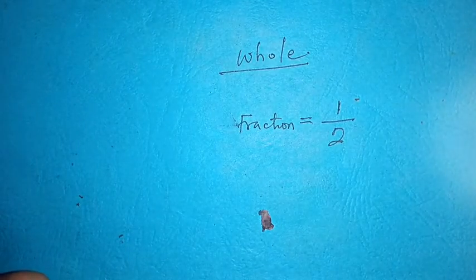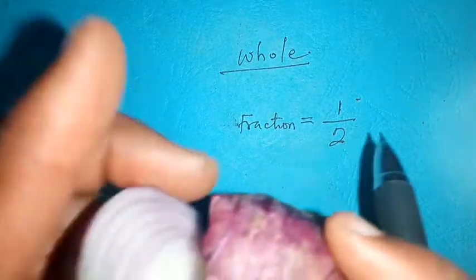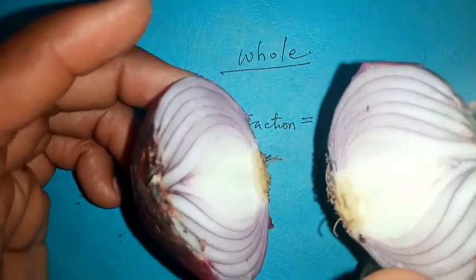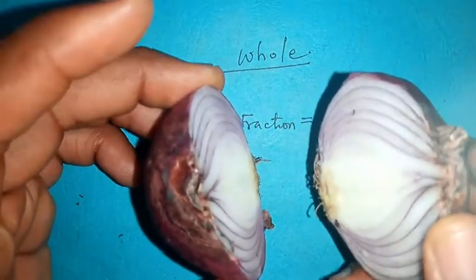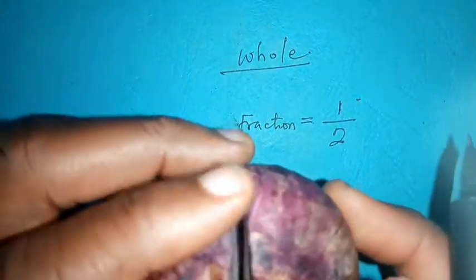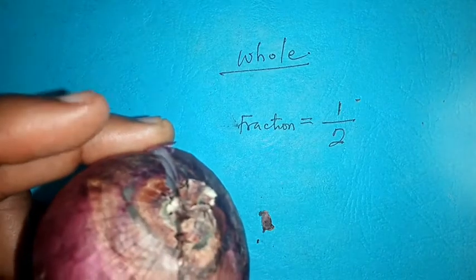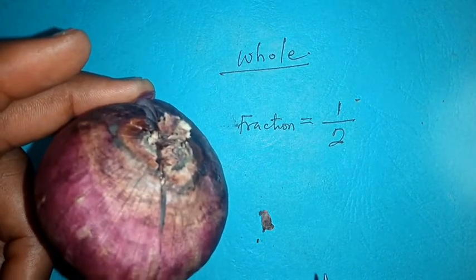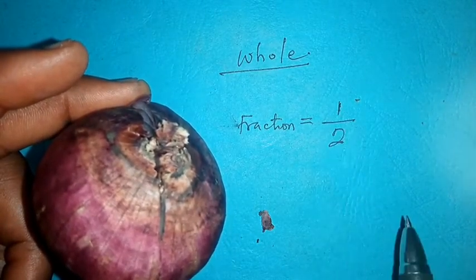What am I saying? Let me clear that out. If I want to prepare any kind of food with this onion, and I decided to use 1 part, the question will come: what fraction of the onion was used for cooking? That fraction is 1 over 2.